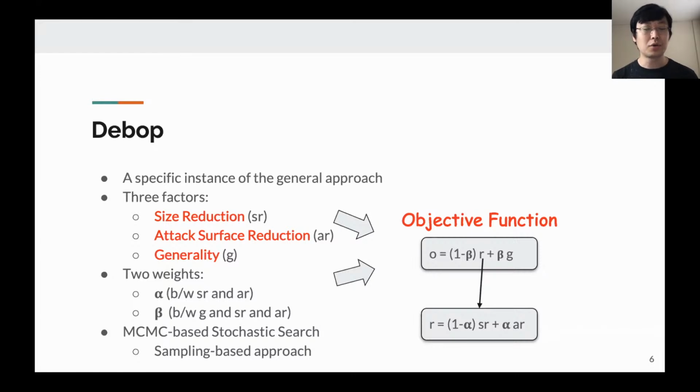We also present debop, a specific instance of the approach. For debloating, debop takes into account 3 factors: size reduction, attack surface reduction, and generality. It uses an objective function that is defined based on these 3 factors, along with 2 weights. And it performs an MCMC-based stochastic search to explore the search space.